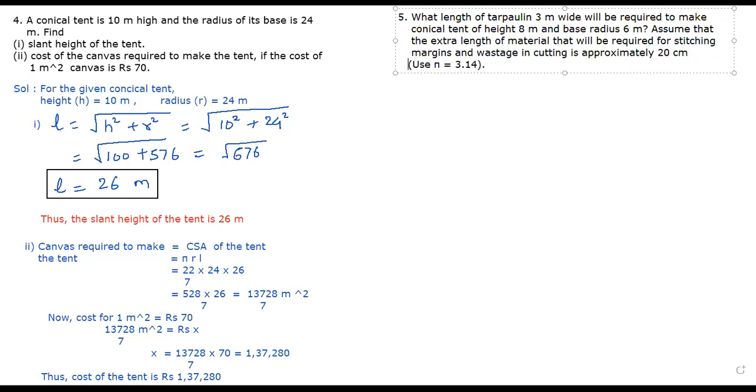Again, what we have to do? We have to prepare a tent. We have to prepare not just a tent, a conical tent. We have to prepare a conical tent from a tarpaulin. Okay. Now see what I'm saying.